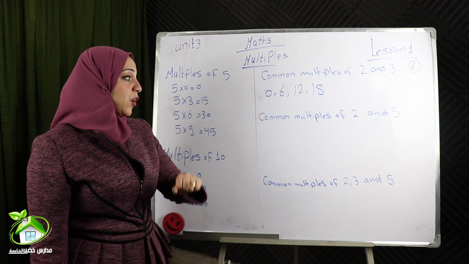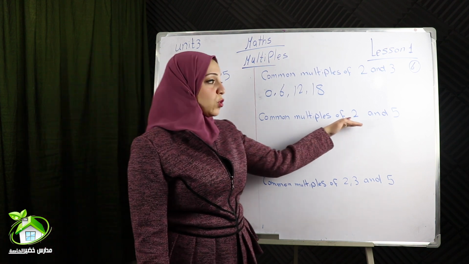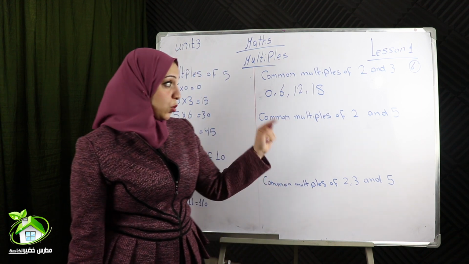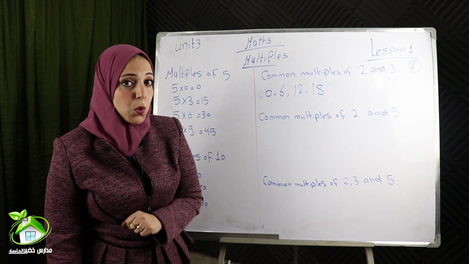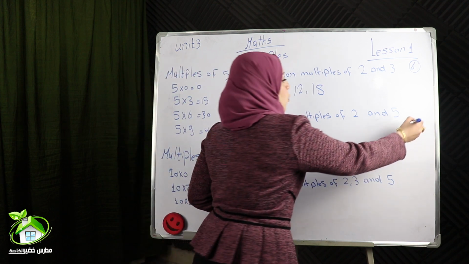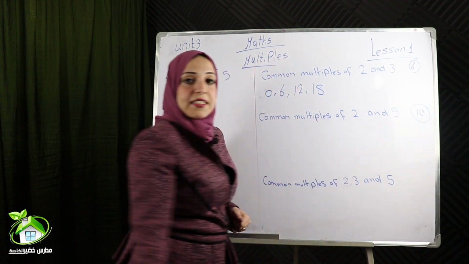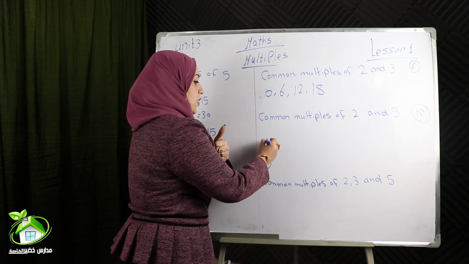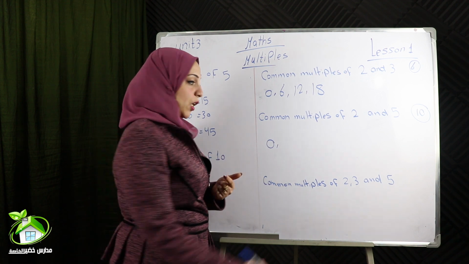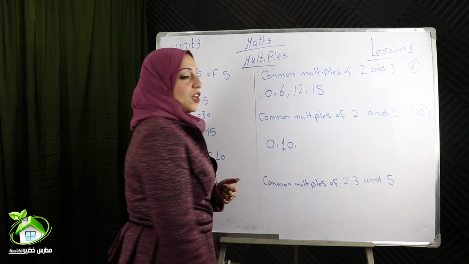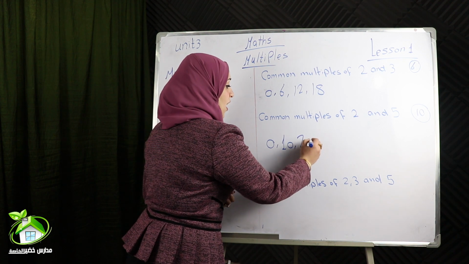Another example, if I want to get the common multiples of 2 and 5, I multiply 2 by 5. 2 times 5 equals 10. And I will get the multiples of 10. 10 times 0 equals 0. 10 times 1 equals 10. 10 times 2 equals 20, and so on.